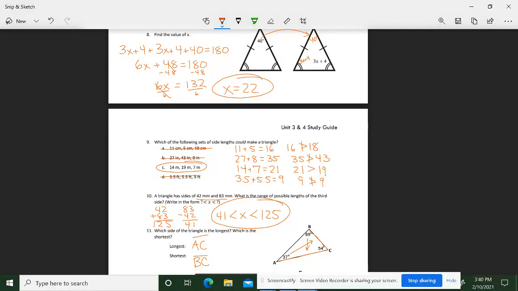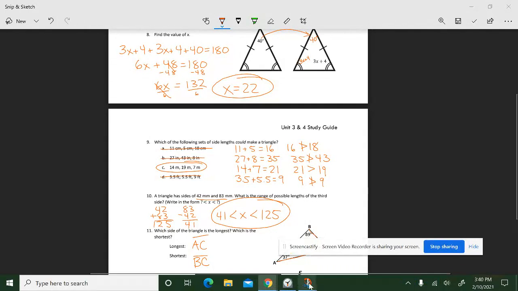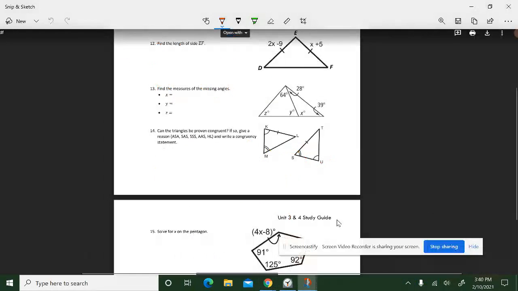So you may get a diagram where it's really easy to tell, but if it's hard to tell, that's the rule. Longest side is across from the largest angle, shortest side across from the smallest angle. All right, I'm going to switch up the color here. Used a lot of orange.